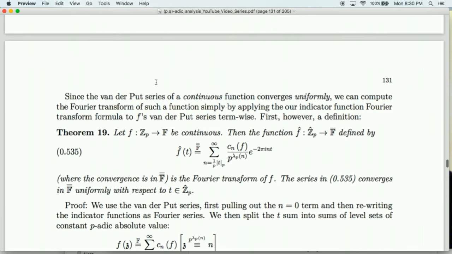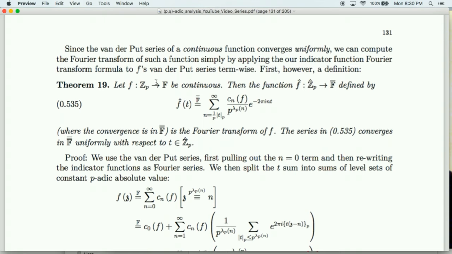So, since the van der Put series of a continuous function converges uniformly, we can compute the Fourier transform of such a function by just using our Fourier transform of the indicator function and then doing it term by term, and the uniform continuity does it all. And so again, because we're shutting up and computing, I'm first going to give you the formula, and then I'm going to prove that it works. So let f from Z_p to F be continuous. Then the function from Z_p hat to the algebraic closure, we're going to define this. And I suppose this should be F double bar. Anyhow, this is the formula. So if t is 0, we sum from n equals 0 to infinity of this thing.